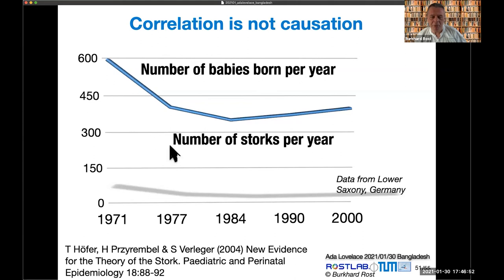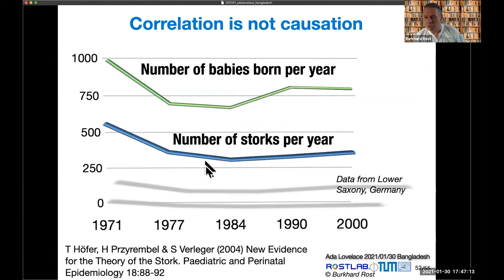I made a mistake in this slide. So you're not supposed to see this part here, okay? This is the number of babies born in one particular region in Lower Saxony over this time. On the next slide, you see the number of storks in the same period, essentially the same region. Some of you may have heard about this idea that the stork brings the baby to the mother. Most of you, I take it, would not quite believe in this explanation of reality.